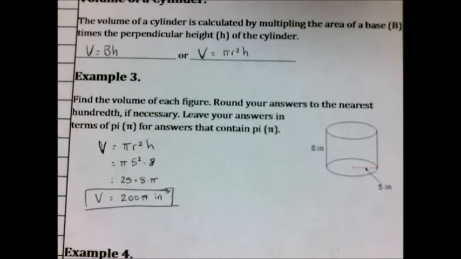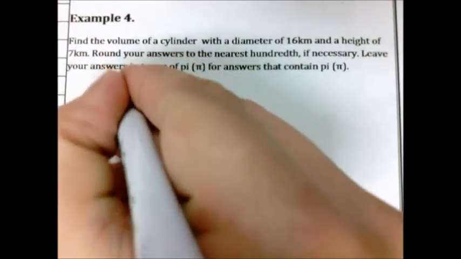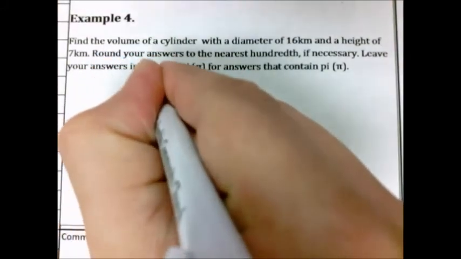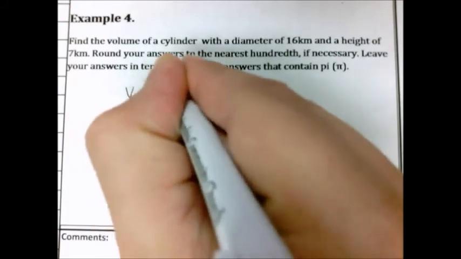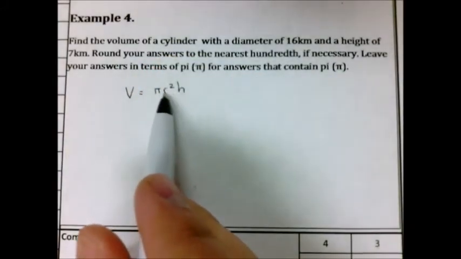Let's do another example. Example 4 says find the volume of a cylinder with a diameter of 16 kilometers and a height of 7 kilometers. Round our answers to the nearest hundredth if necessary, and leave your answers in terms of pi for answers that contain pi. So we are trying to find the volume of this cylinder, and remember, volume is equal to pi times radius squared times the height. First let's plug in our information.